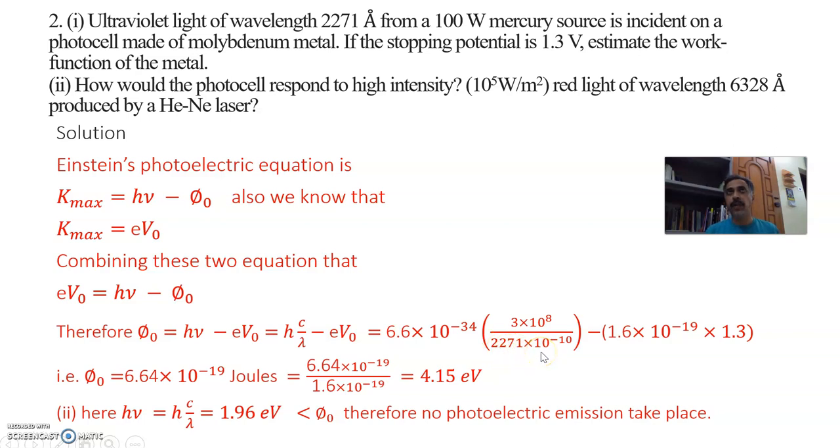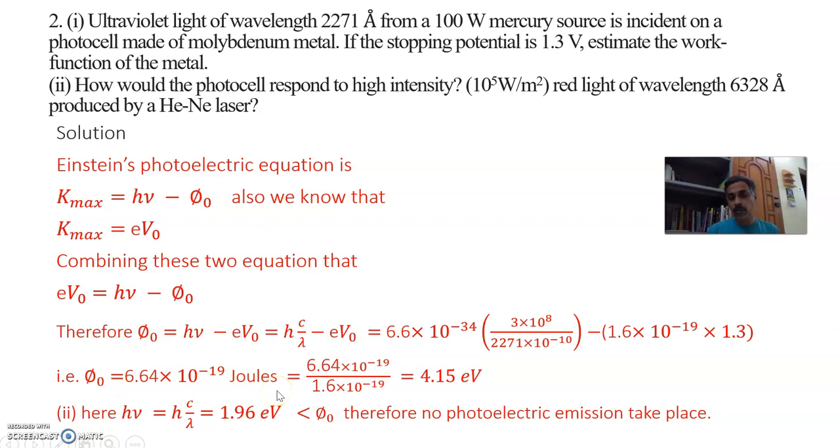2271 Angstrom into 10 power minus 10 meters, right? Angstrom to meters, 10 power minus 10 meters, minus e, the charge of an electron, we know that is 1.6 into 10 power minus 19 joules, into this V, the potential, given here as 1.3 volts. So straightforward substitution. We simplify this, we get phi naught is equal to 6.64 into 10 power minus 19 joules.